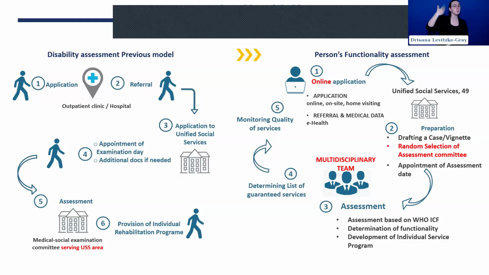What we have within this new system? First of all, we have online application possibility. Next, which is one of the important things to be mentioned, all the referral documents as well as the medical data are coming directly from the e-health. So there is no need for the applicant to come with the documents. Assessment is conducted through the unified social service centers, which are available throughout the country. We have 49 of them. And the assessment can be done both in the center or at home, depending on the condition of the applicant.